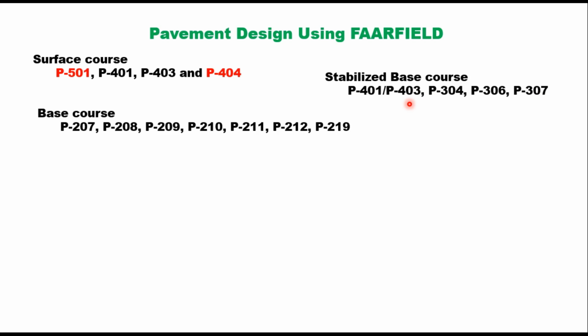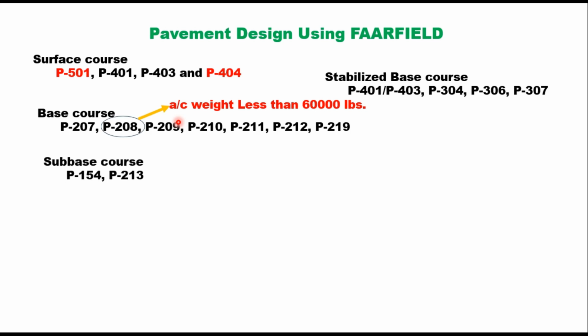For base course, there are several materials: 207, 208, 209, 210, 211, 212 and 213. But some of these materials are to be used only when aircraft weight is less than 60,000 pounds, like 208, 210, 212 and 213. And similarly, for sub-base course 154 and P213, and for subgrade 152, 155, 156. These are the materials which are suggested in different layers.